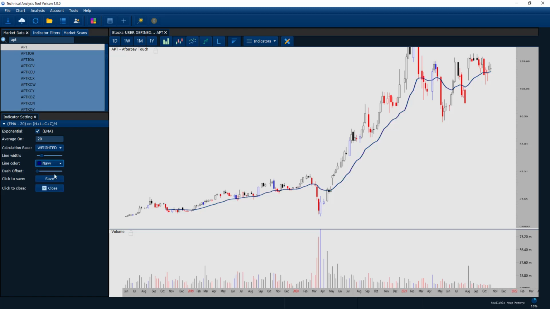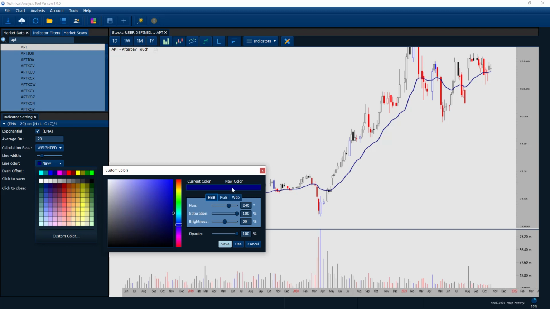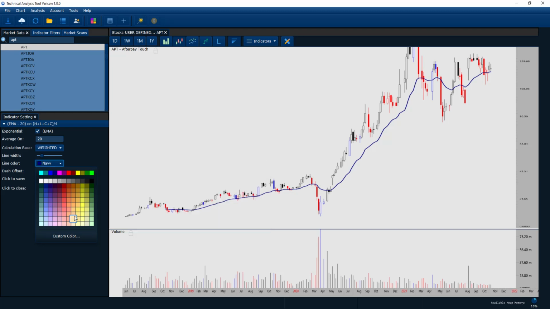Color means you can change the colors. So you can also have more options in the custom color if you use most of them. You can have the extra here. So usually I think here is more than enough.